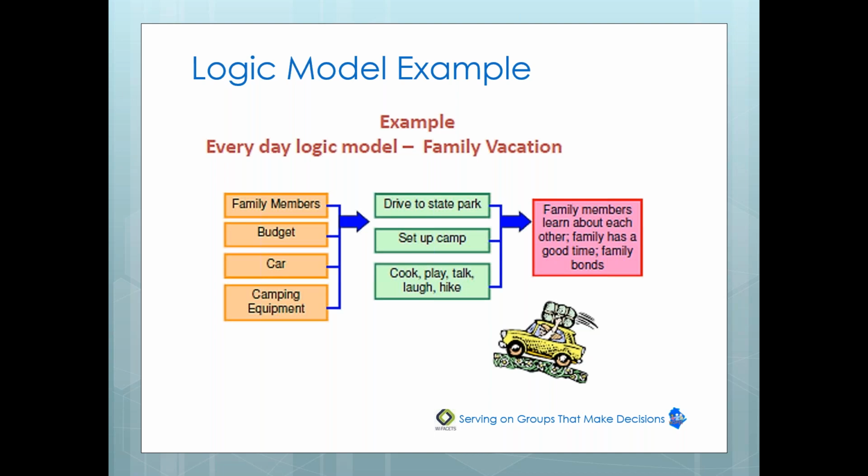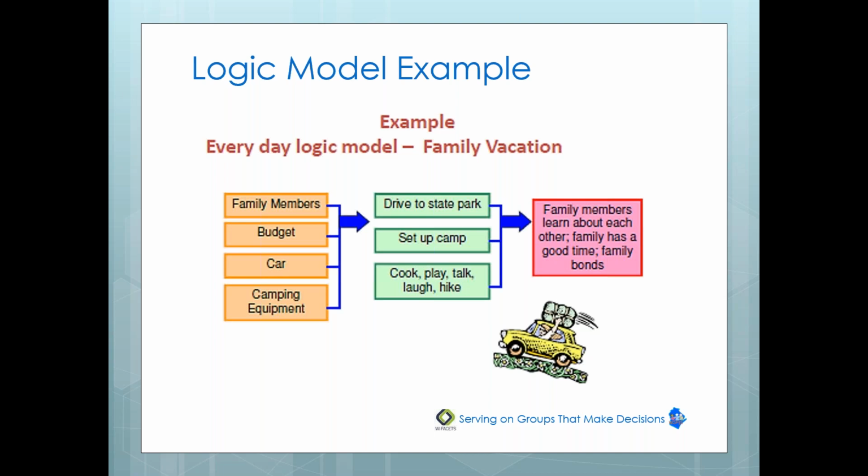So the orange items on the left are the inputs. These are things that you're going to need to make this goal, this trip happen. So for a family vacation, you need the family members, you need a budget, you need a car, and you need camping equipment.